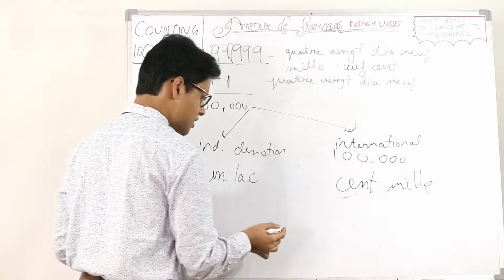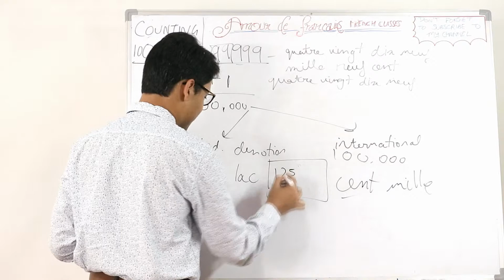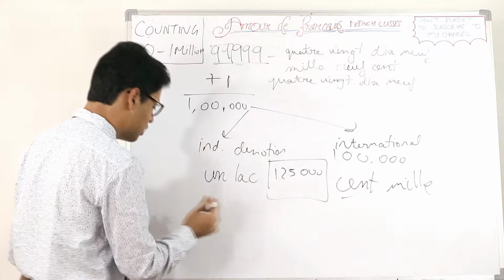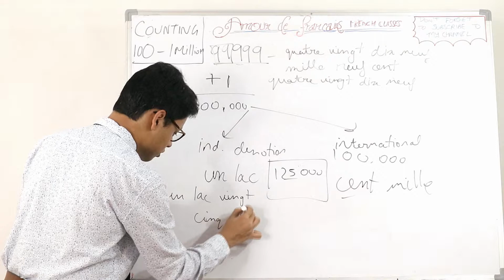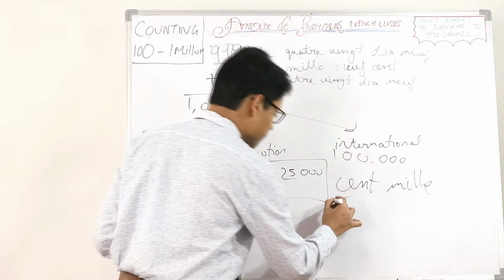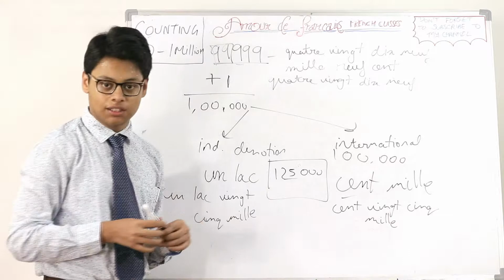Let's take one number other than 1 lakh, say 125,000. Let's keep it simple. As per Indian notation, 1 lakh, then 10,000, 1,000, 5 hundred. 1,25,000, and if you follow the international notation, it will be 125,000.